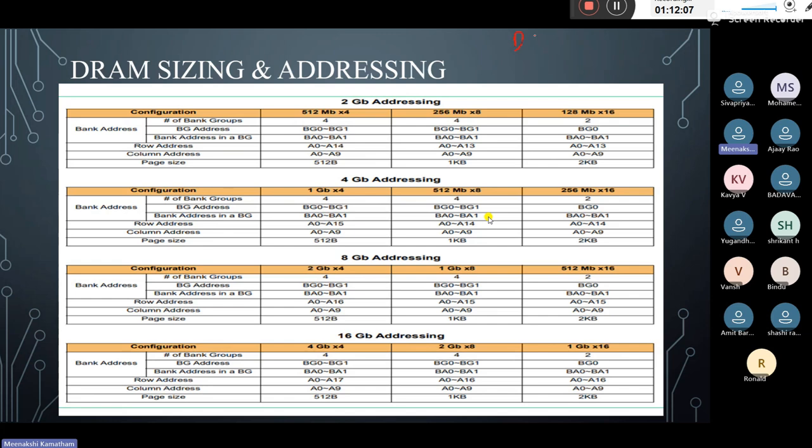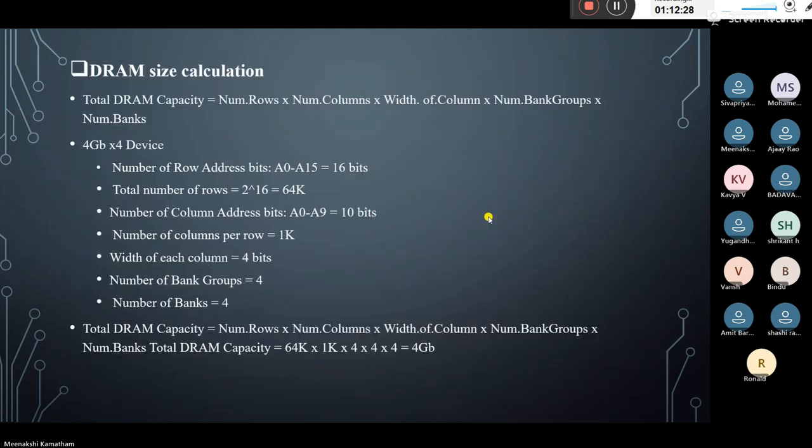Our DQ bus is 64 bit. This is constant, 0 to 64 bit. So the bits of this DQ bus depend on the configuration: how many chips we are having, how many DRAM chips we are using. So for that, see here, 4 GB data and x4 configuration.